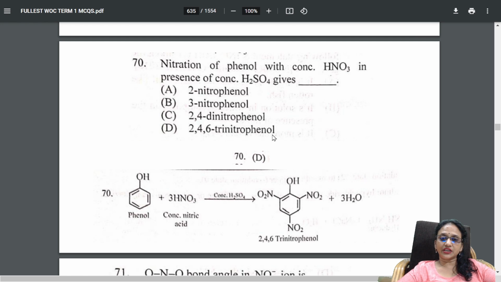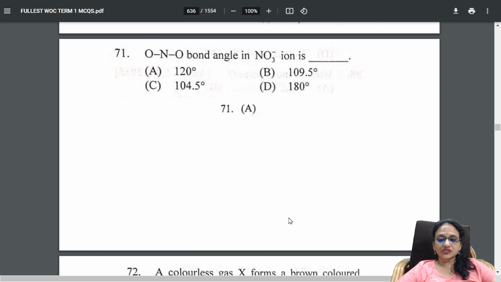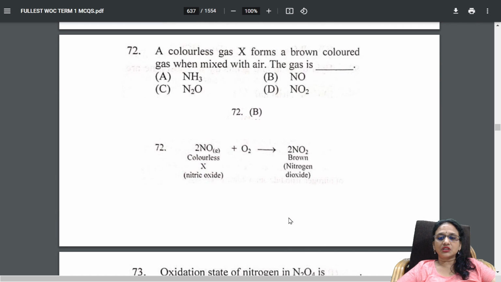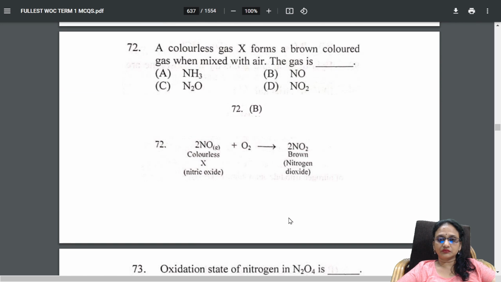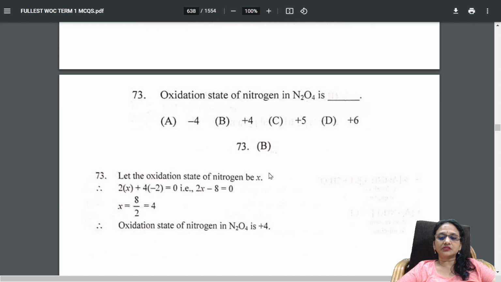Nitration reactions, an organic question, is given here. They're going to ask you because it is nitric acid. As concentrated nitric acid, what does it form? Dilute gives ortho and para, but since it is concentrated, you should take 2,4,6 trinitro. A bond angle question is given to you. What are the gases evolved? Oxidation state, how to calculate, is also given here.